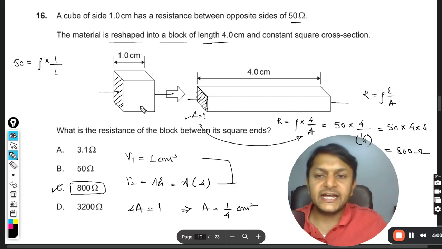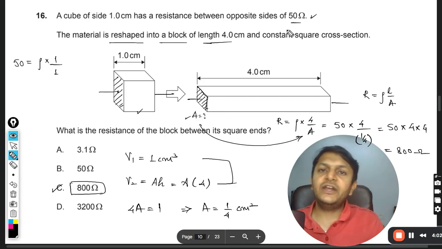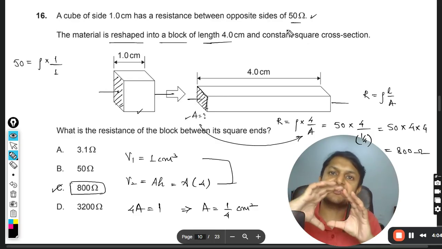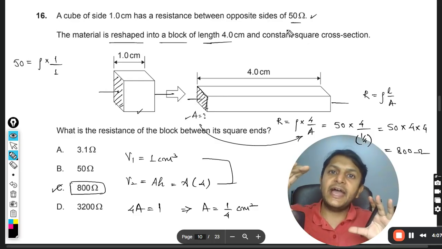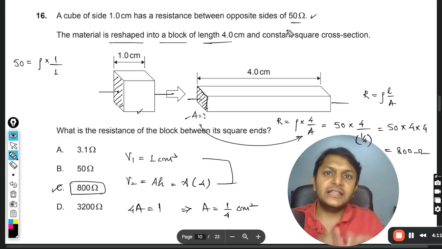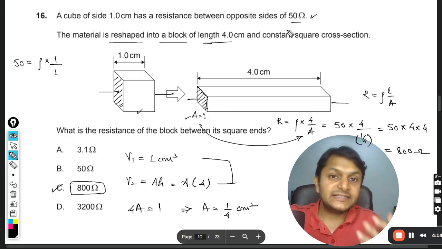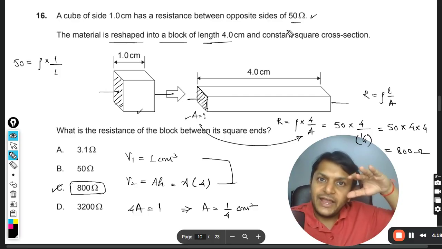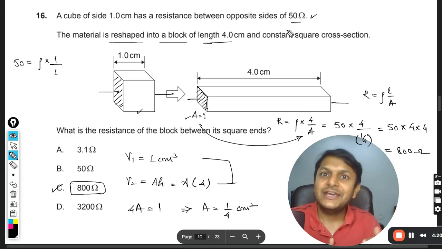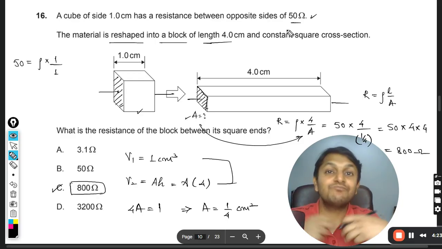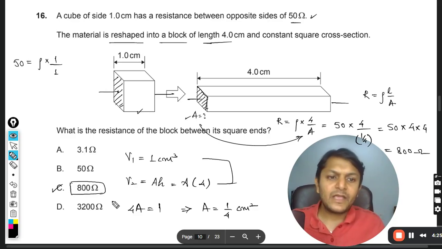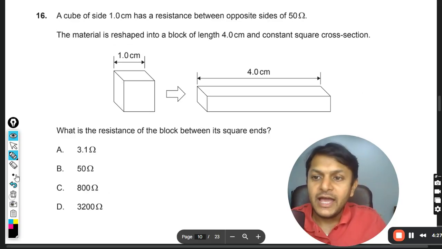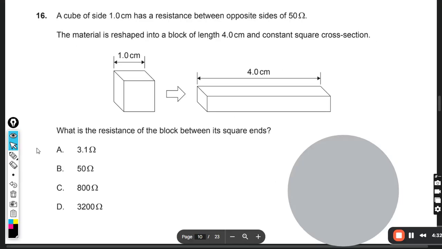So you can clearly see that this cube had a very small resistance because the cross section area was much bigger, 4 times bigger, and the length was just 1 centimeter, with a resistance of 50 ohm. But in the second case, the length has become 4 times and the cross sectional area has reduced by 4 times. So the resistance has become quite a lot more. So the answer is 800 ohm. The answer is C, and according to the mark scheme, yes, the answer is C.